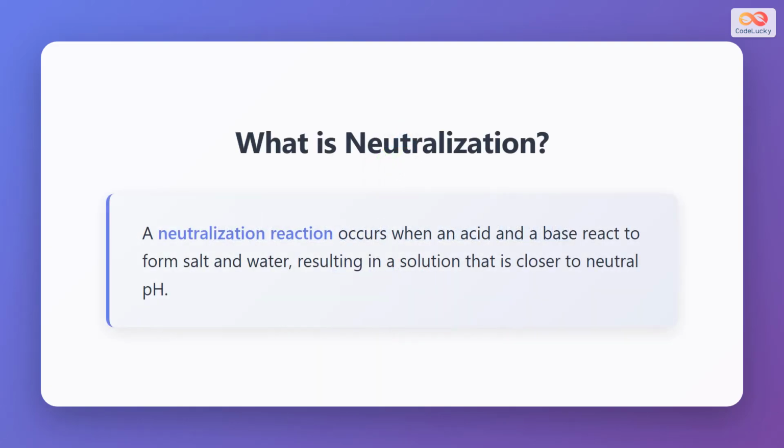A neutralization reaction occurs when an acid and a base react together to form salt and water. The key characteristic of this reaction is that it results in a solution that is closer to neutral pH when acids, which have a pH less than 7, combine with bases, which have a pH greater than 7. They balance each other out. This balancing act is what we call neutralization, and it's essential to understand that the products are always salt and water.